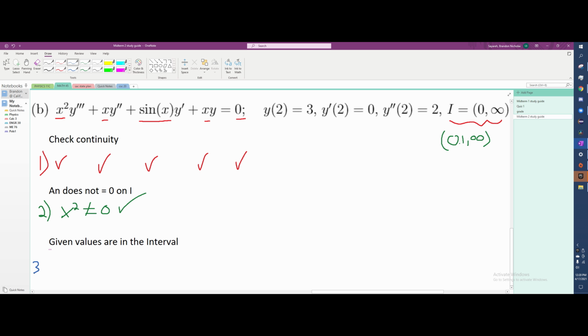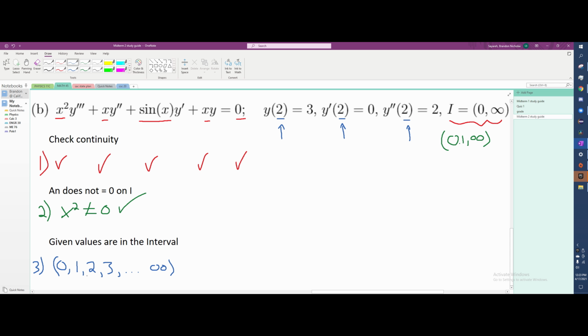For step 3, we need to make sure the given values are in the interval. So we need to check if these values are in the given interval. So the given value is just 2. We need to make sure this value is included in the interval, only this x value. And when we look here, our interval is from 0 to infinity. 2 is included in 0 to infinity. So that passes this test.